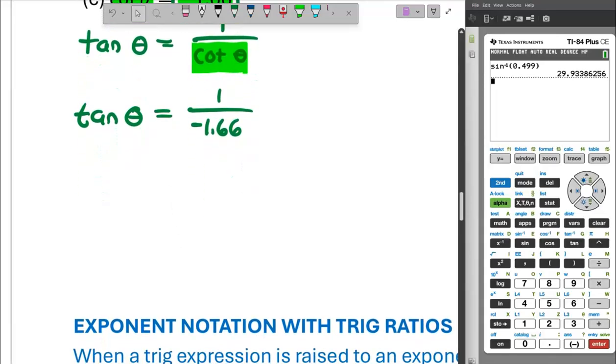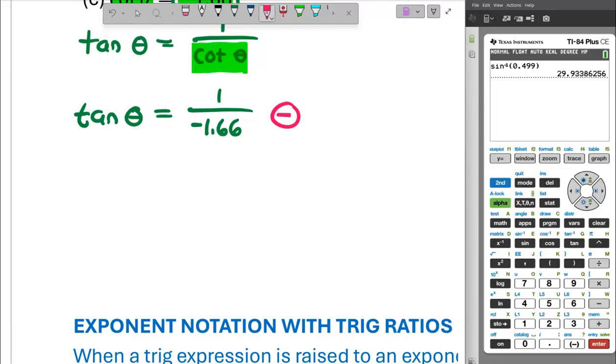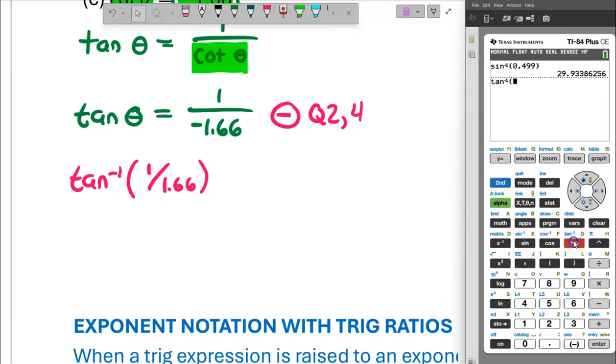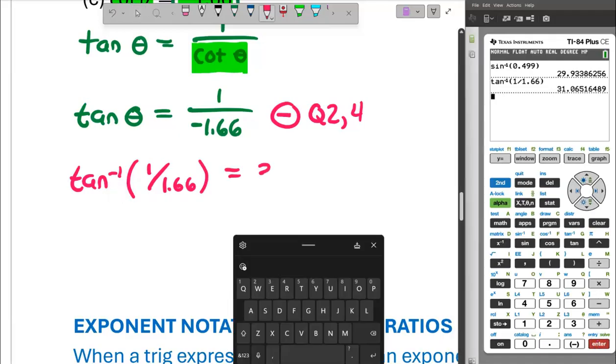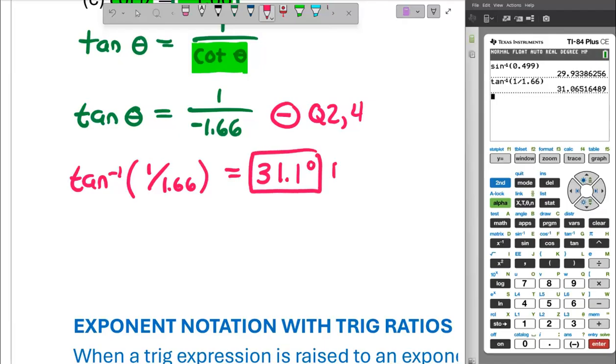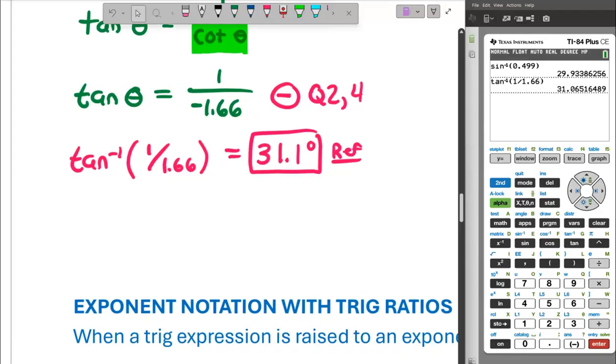Now, from this point, once we've rewritten it, we proceed like normal. Tangent is negative in this case, so we know it's in quadrants 2 and 4. So I'm going to take the inverse tangent of, now you can leave this as 1 over negative 1.66, actually not the negative. Remember we said we dropped the negative sign? 1 over 1.66. Remember, by dropping the negative sign, you ensure that you will get the reference angle. And that will always just be a uniform way of being able to solve these. And so I get an answer of 31.1 degrees. And I'll just continue to reiterate, that is our reference angle. That is not our answer to our question.